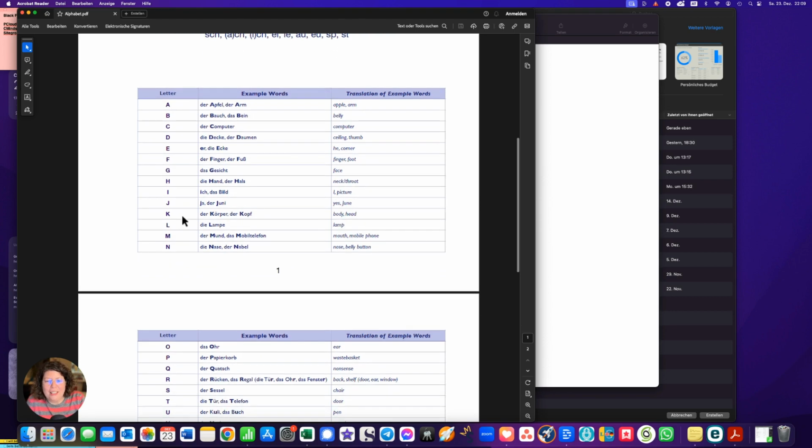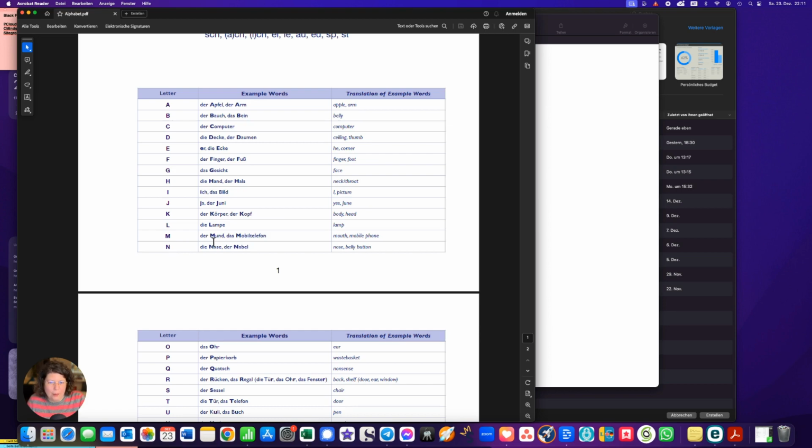Next letter, K. Like der Körper. That's body. So the next letter is L. Like die Lampe. Lamp. The next letter is M. Der Mund. That's the mouth. Oder das Mobiltelefon. Mobile phone.